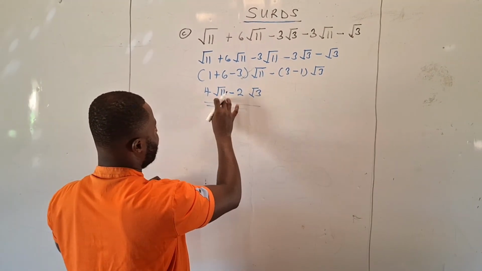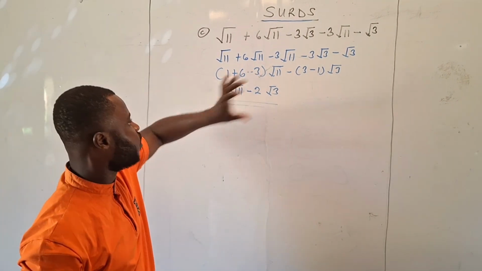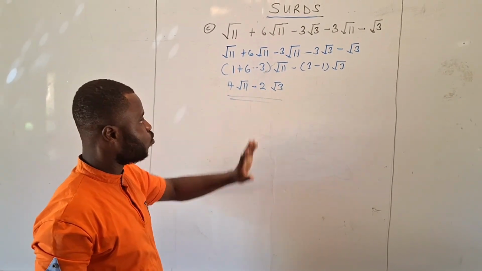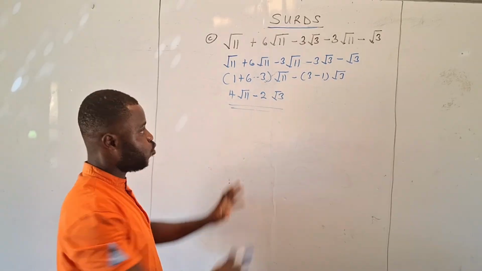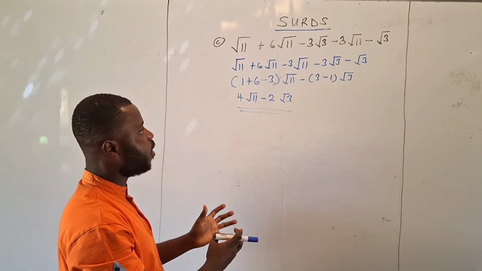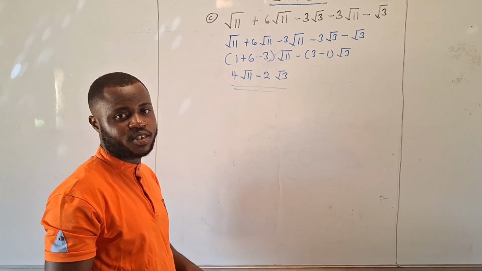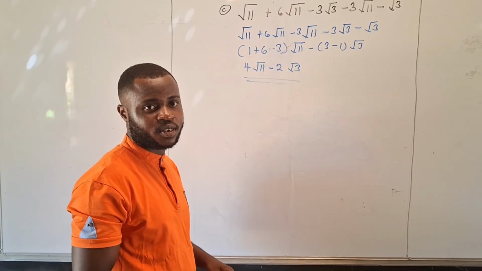Now, these are not like roots, so we leave our answer in this form: 4 root 11 minus 2 root 3. This is going to be the answer. So when they mix different roots, in addition or subtraction, you just group them, then you add or subtract. Very easy. So let's take the last question on this.